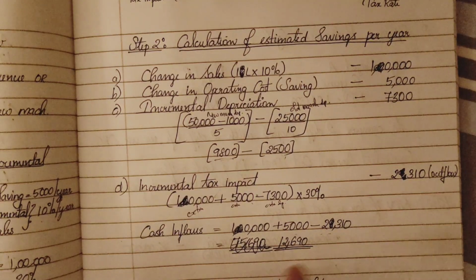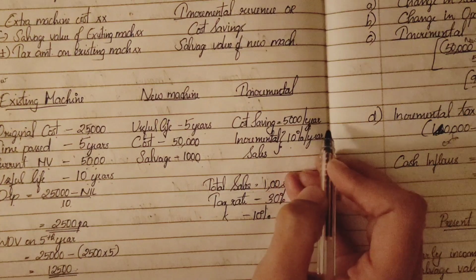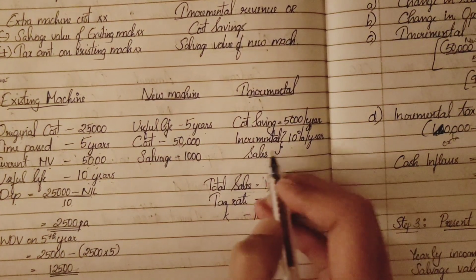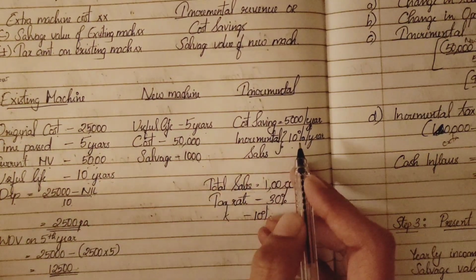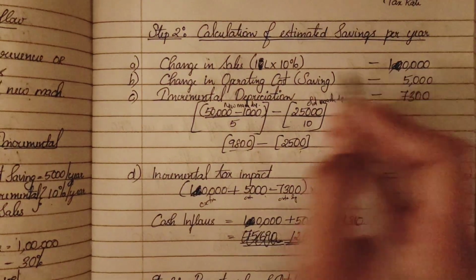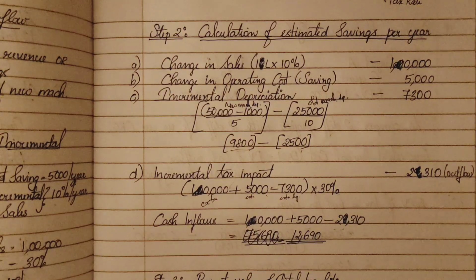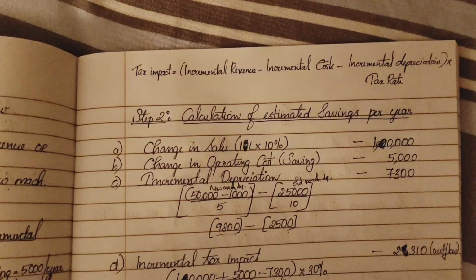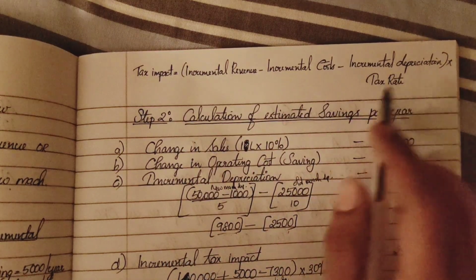Second step is the calculation of estimated savings per year. How do we compute estimated savings? When the new computer is purchased, there will be savings of 5,000 per year. In addition, what are the incremental sales? 10% of total sales. 10% of 1 lakh, so there will be 10,000 incremental sales. So incremental sales 10,000, then cost savings 5,000. Then we can compute the tax impact. Tax impact is incremental revenue minus incremental cost minus incremental depreciation, into tax rate.